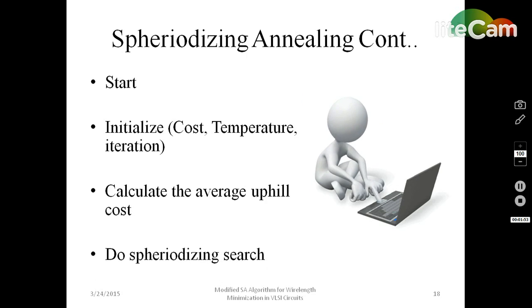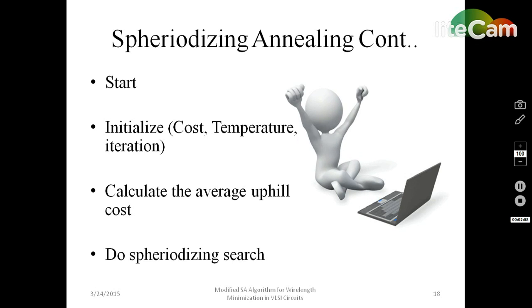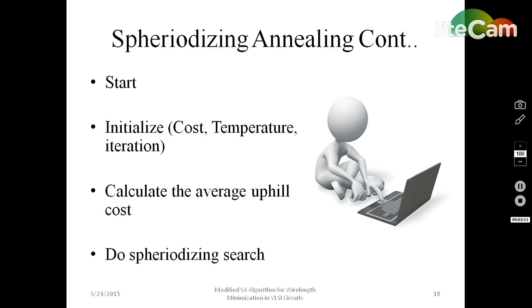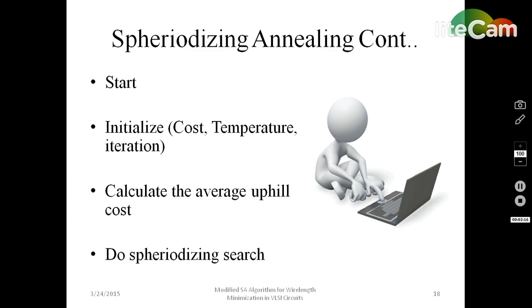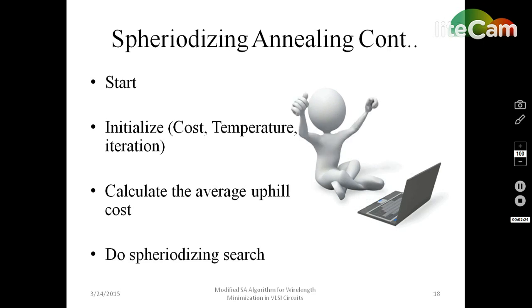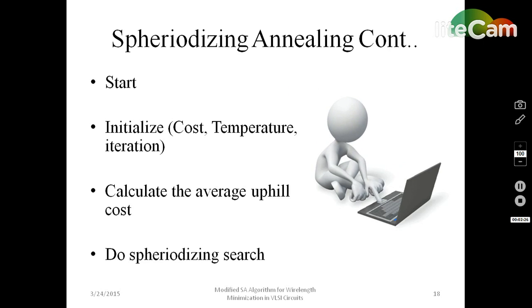It does spheroidizing search. What is this spheroidizing search? This is the thing that makes spheroidizing annealing different from the normal annealing process. In a normal annealing process, under a certain iteration, the algorithm searches for a global optimal solution. Whereas in a spheroidizing search, the algorithm searches for several local optimal solutions, and the average of every local optimal solution is taken as the global optimal solution. This is the major highlight of spheroidizing annealing, that is, the spheroidizing search.